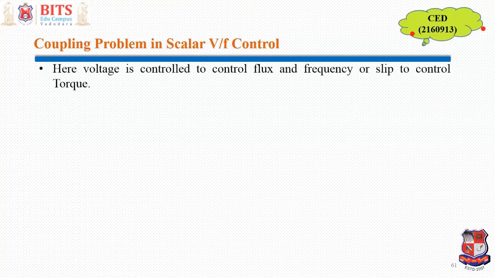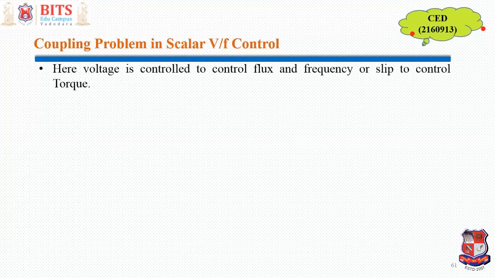So what is the coupling problem? Here voltage is controlled to control flux, and frequency is controlled to control the speed or slip. So what is the objective? So far you must have observed that in this method we maintain the flux constant, and to maintain the flux we keep the V by F ratio constant. When we change the voltage magnitude, the flux changes, and when we change the frequency, the torque changes, or ultimately the speed changes.